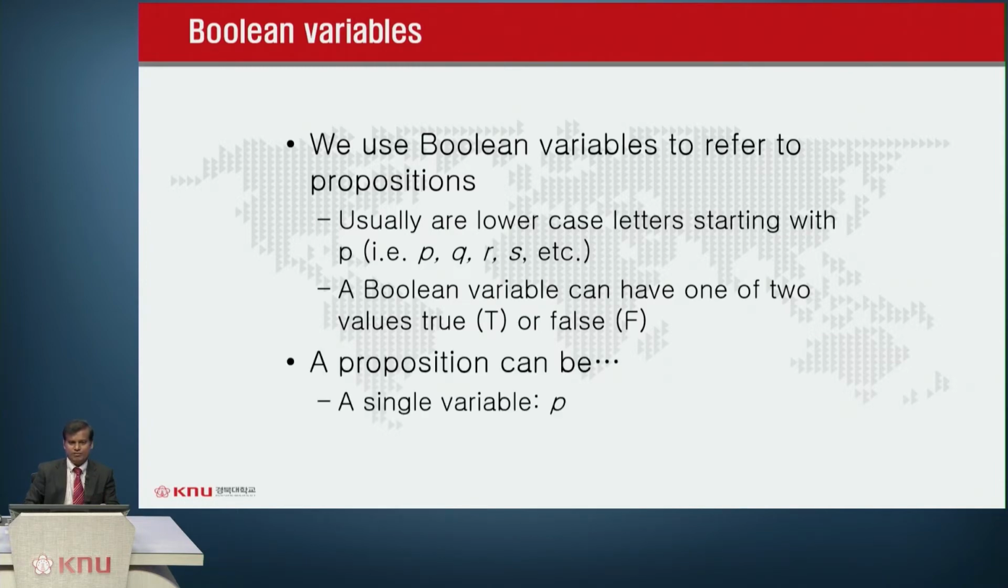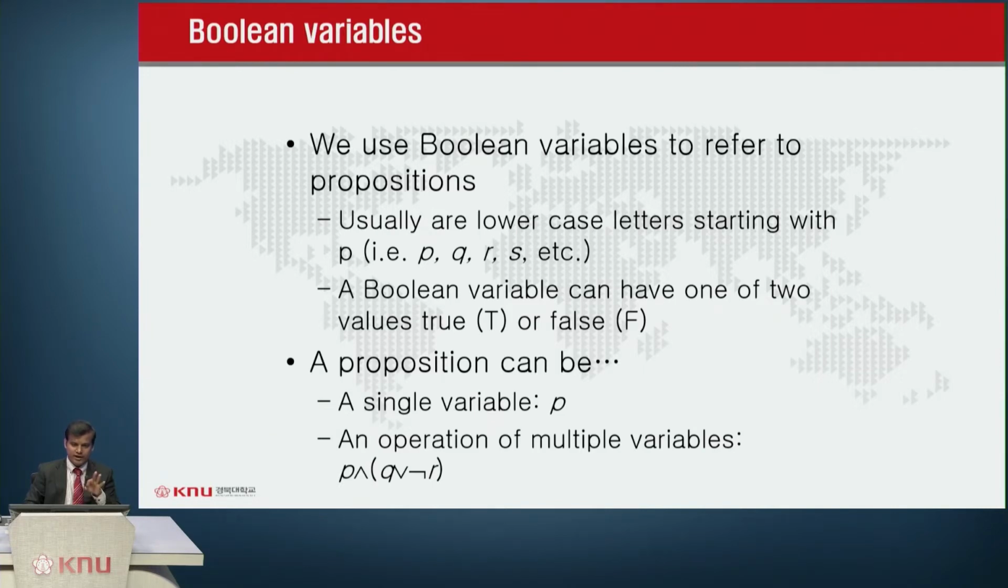Yes, a proposition can be a single variable P, or it can be multiple variables like P and Q, or negation, or. Yes, we have P, Q, R. Three Boolean variables that represent Boolean propositions. And remember, Boolean variables can have only a true value or a false value. Let's move on.